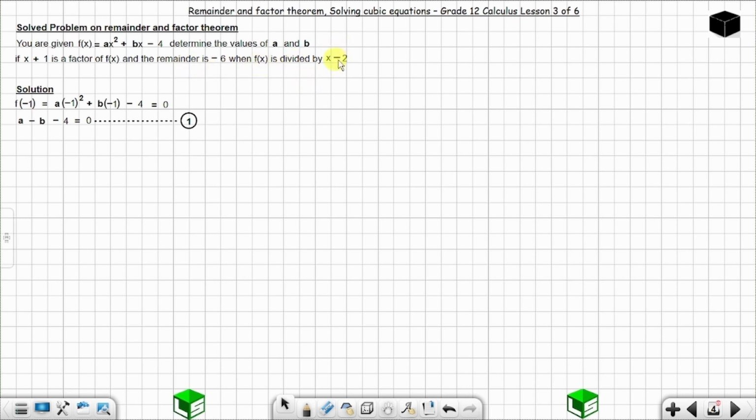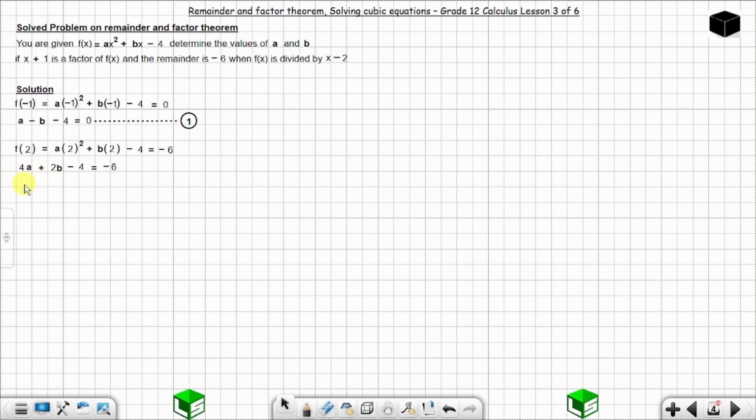When you plug 2, f of 2 is equal to, you are going to plug 2 wherever you have x. So you have a times x squared, x is 2, plus bx, x is 2, minus 4. This is equal to negative 6. Okay, let's carry on. This is 2 to the power of 2 times a, so 4a, plus 2b, minus 4. This is equal to negative 6.